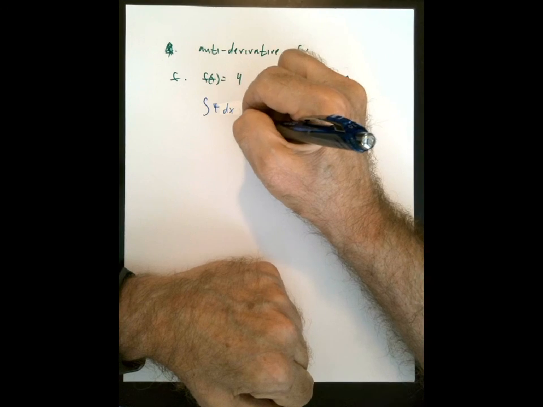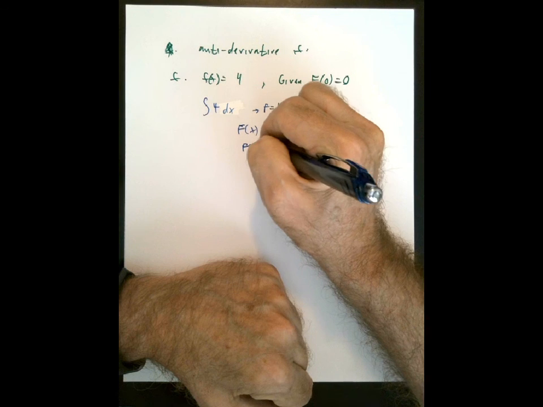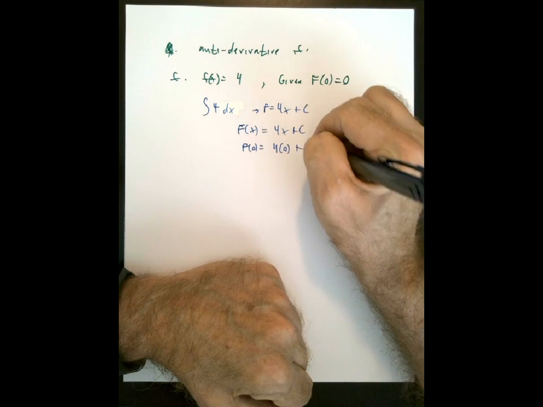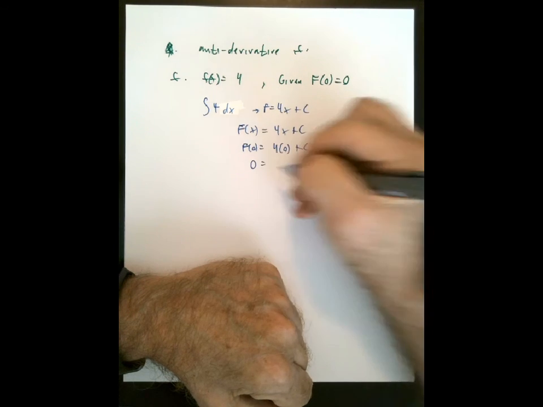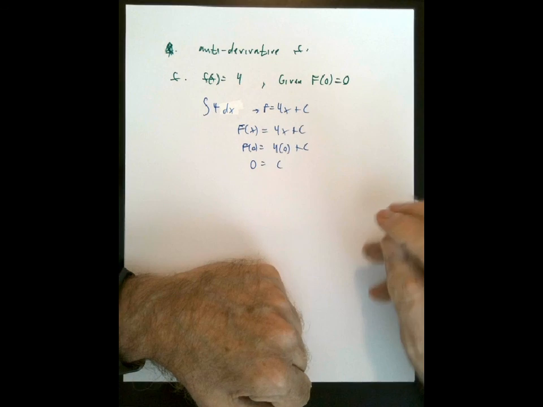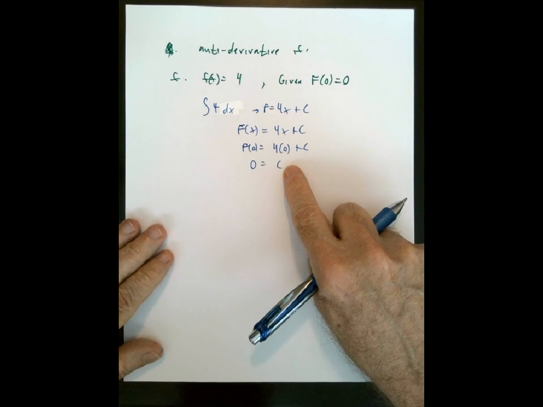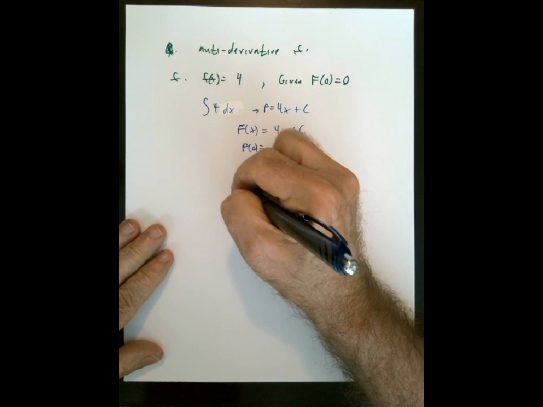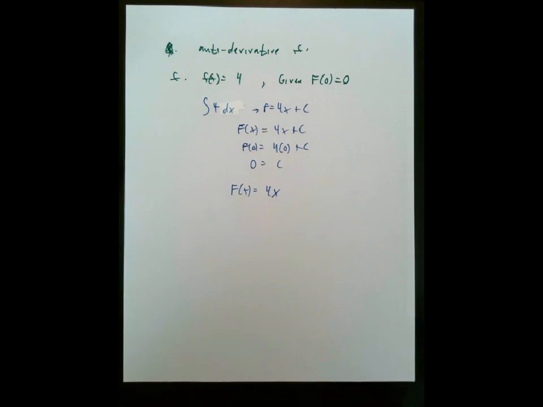So I'm going to put 0 in, so F of 0 is going to be equal to 4 times 0 plus c, right? Well, F of 0 is equal to 0, which is equal to c. So under this specific initial condition, the constant c is equal to 0, so our antiderivative, F of x, is just equal to 4x. Okay? We don't have to put the c on the end because we nailed down that specific initial condition.